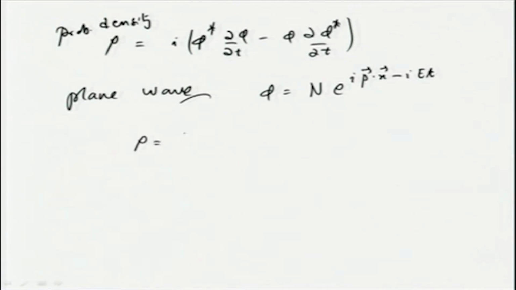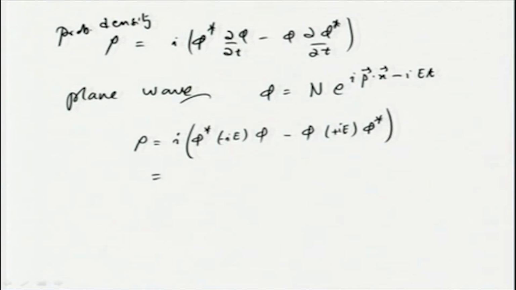Then rho is nothing but i times phi star, which remains as phi star, times ∂phi/∂t, which takes out minus i E, and then phi itself, minus phi as it is times phi star, which will now have N star exponential of minus i p·x plus i E t. So, when I take the time derivative, it is plus i E that comes out, and then phi star as it is.